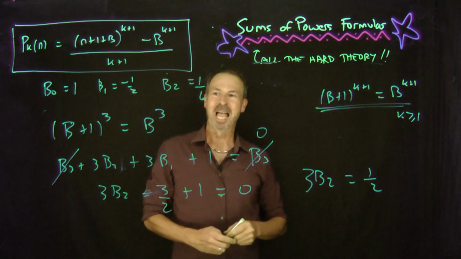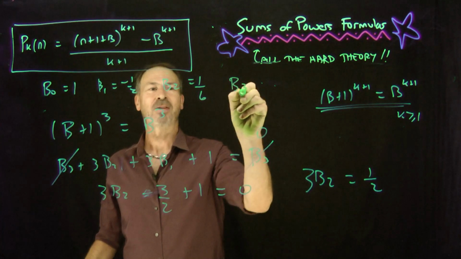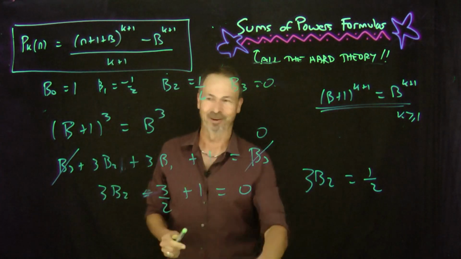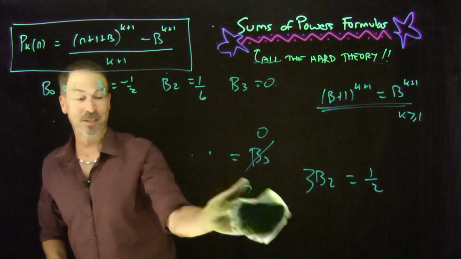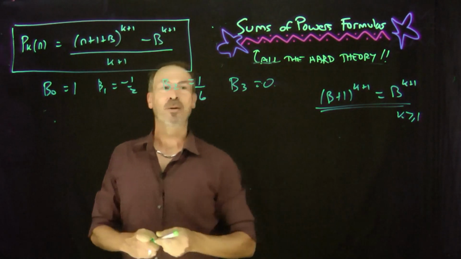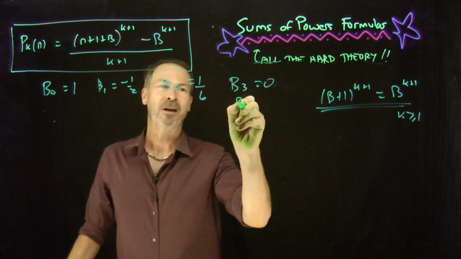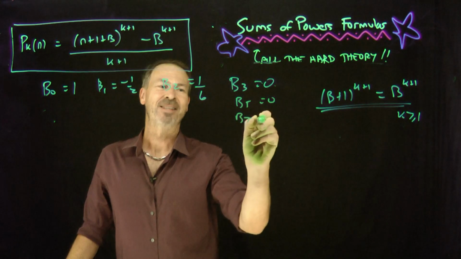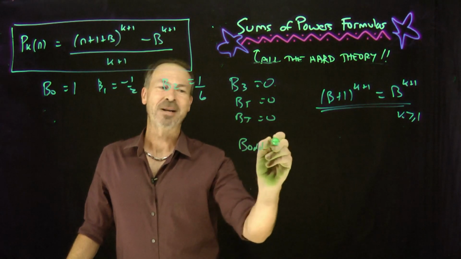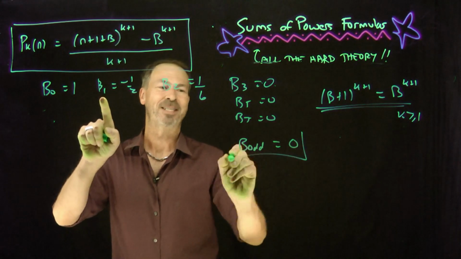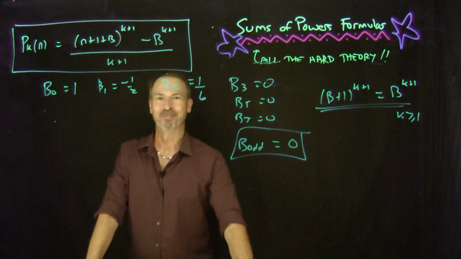Beautiful, beautiful. And if you like to do the next one, I bet you see that B_3 is 0. And if you want a little challenge here in playing with this recursive formula, can you prove that not only is B_3 0, B_5 is 0, B_7 is 0, that B_odd, any odd number beyond 1, is sure to be 0. A little property of the Bernoulli numbers.